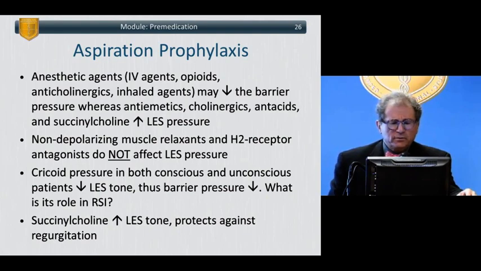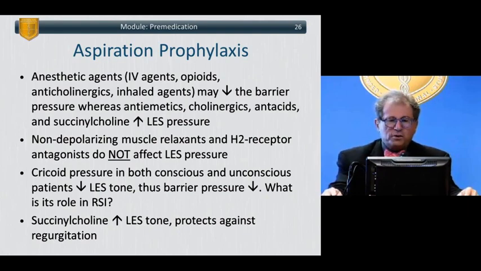Anesthetic agents, many of the IV agents, opioids, anticholinergics, and inhaled agents decrease the barrier pressure, whereas antiemetics, cholinergics, antacids, and succinylcholine increase the lower esophageal sphincter tone and therefore prevent regurgitation, or increase the barrier pressure. Non-depolarizing agents and H2 blockers do not affect the lower esophageal sphincter.